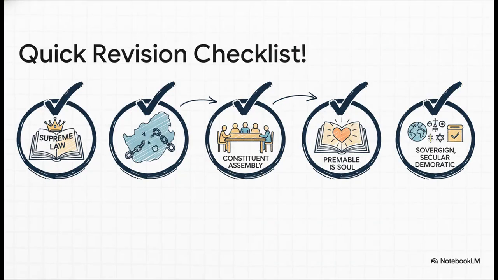Okay, chalo, time for a super quick rapid-fire revision. Are you ready? 1. A constitution is the supreme law. 2. South Africa's constitution ended the evil of apartheid. 3. Our constitution was written by the brilliant Constituent Assembly. 4. The preamble is its soul. And 5. Key values to remember are sovereign, secular, and democratic.